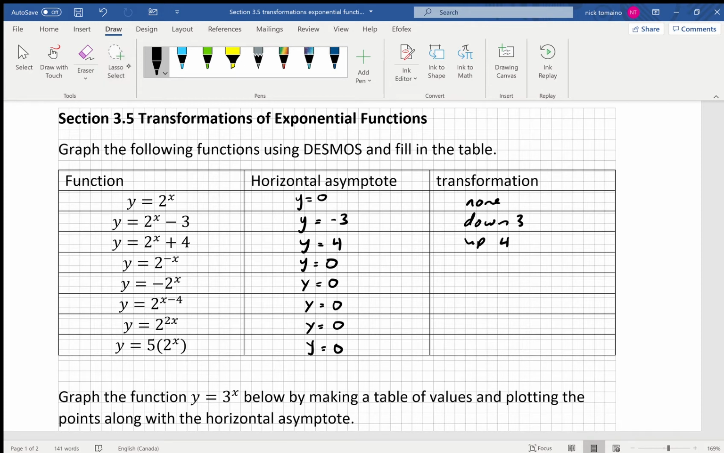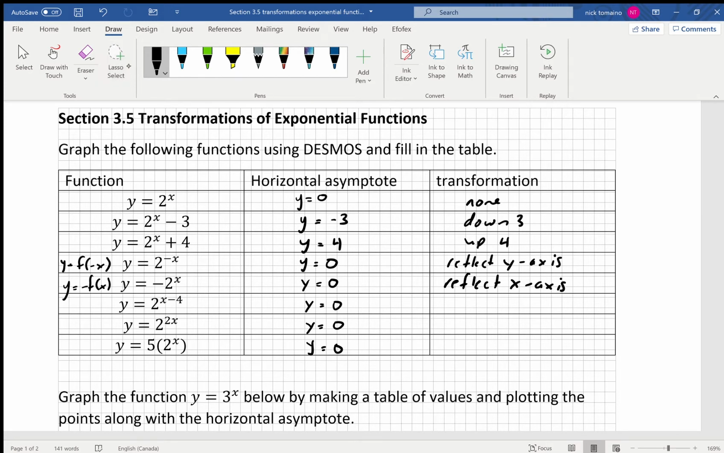Okay, we're replacing x with -x. That's a reflection in the y-axis. Right here, the negative is out front of the function, so remember we saw this, y equals -f(x), as opposed to this one, which is f at -x, right? And this is a reflection in the x-axis. Again, verify these with Desmos.